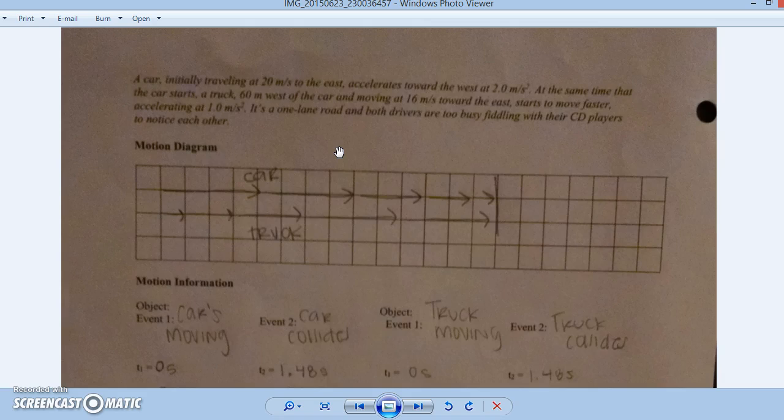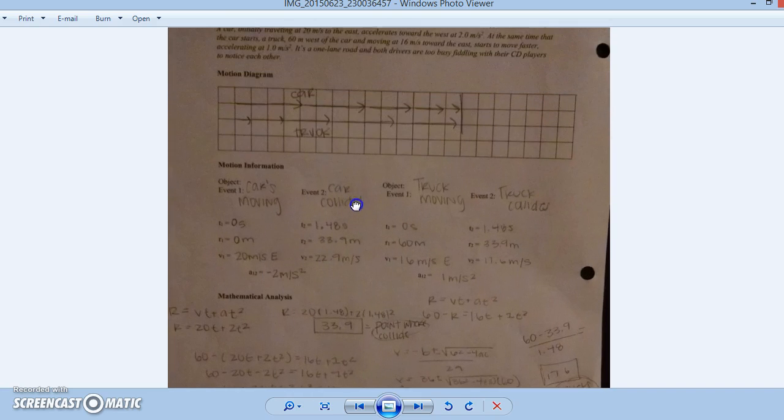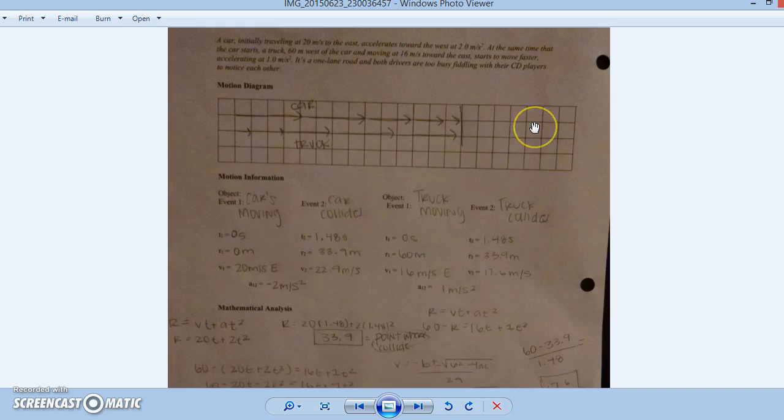And that is my beautiful explanation, and probably very confusing explanation, of the kinematics, drawing, and math of kinematics number 28. So thanks for listening.